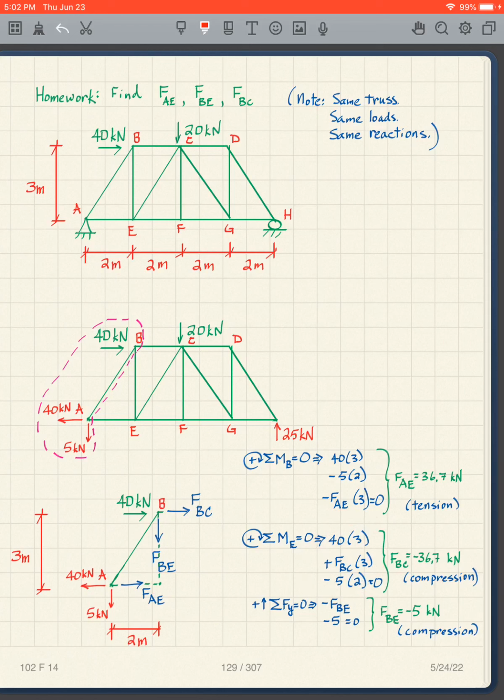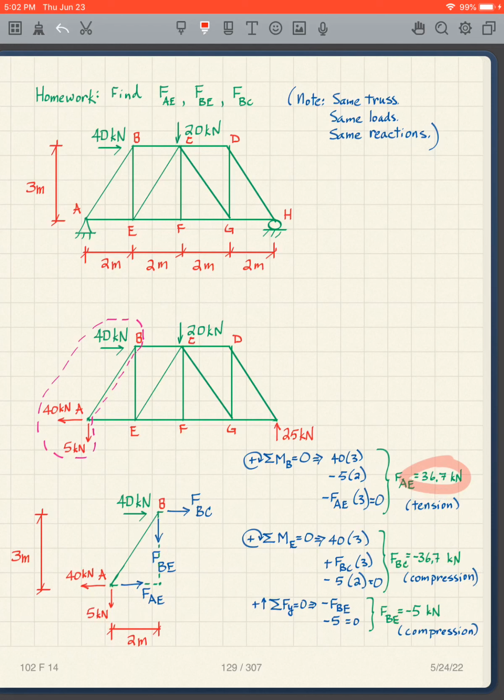And then I can take the sum of the forces in the y direction equals 0. And what do I have in the y direction? Just these 2. They're both going down, so they're both negative in my equation. When I solve for FBE, I get -5. So again, if it's positive, it's tension. If it's negative, it's compression. Negative, compression.